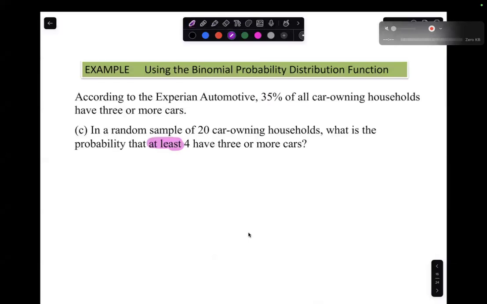So we want to know what the probability is that at least 4 homes will have 3 or more cars. I'm going to draw a visual again.